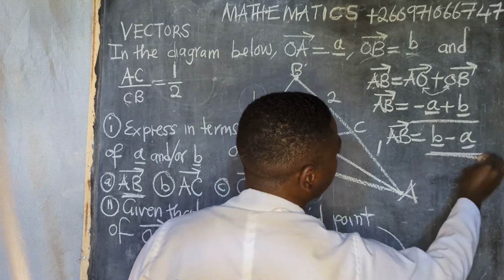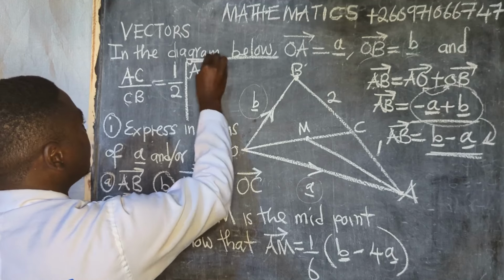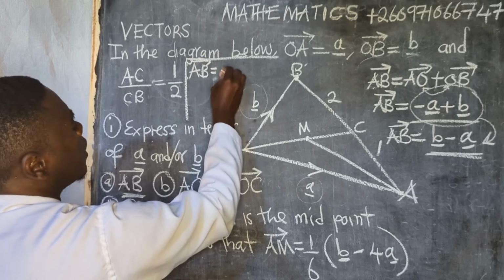They will confuse me. It's better you just end here. They will still mark you. So we've answered AB. I'll be writing them here so that these things can be used at some point. So vector AB is equal to what?